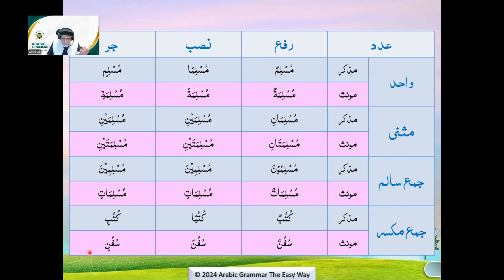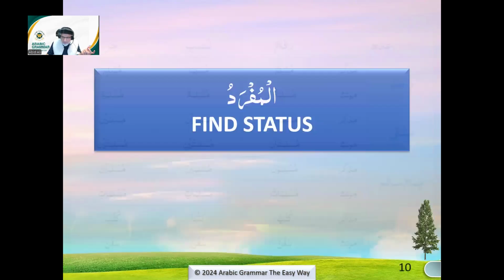And some of you asked for the broken plural, which is known as Jama Mukassar. So kutubun is a Jama Mukassar for kitab. Wahid and Jama Mukassar have the same rule, so we look at the last letter. Dammatan Rafa. Kutuban Nasab. Kutubin Jar. Sufunun, sufunan, sufunin. So alhamdulillah, this should be very straightforward.